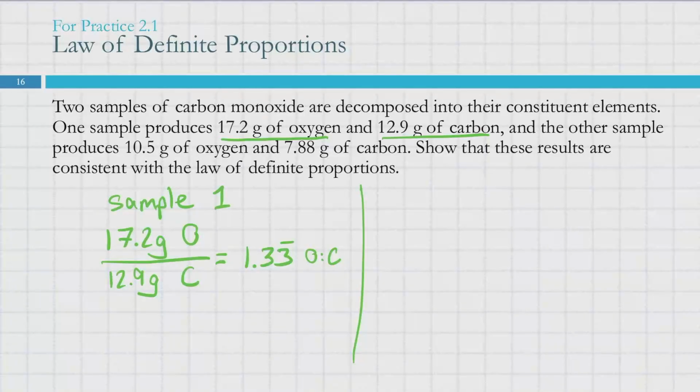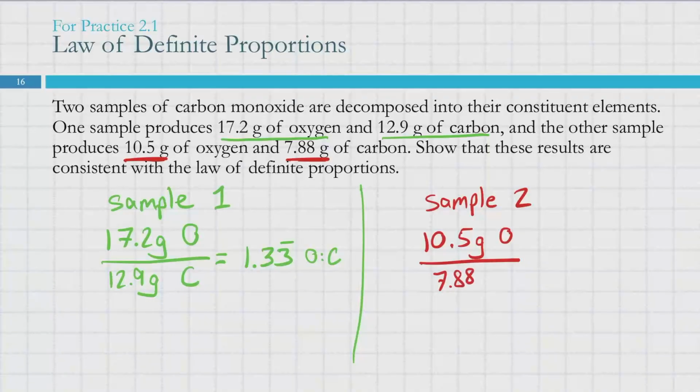For sample 2, we have 10.5 grams of oxygen, 7.88 grams of carbon. We're going to do the same calculation. It has to be the same calculation. So 10.5 grams of oxygen divided by 7.88 grams of carbon. Calculator says 1.33. There's some other stuff after that. We're going to round it for 3 significant figures. So we're going to stop at 1.33. The next numbers are 2, so that would round down. And that's going to be also oxygen to carbon.